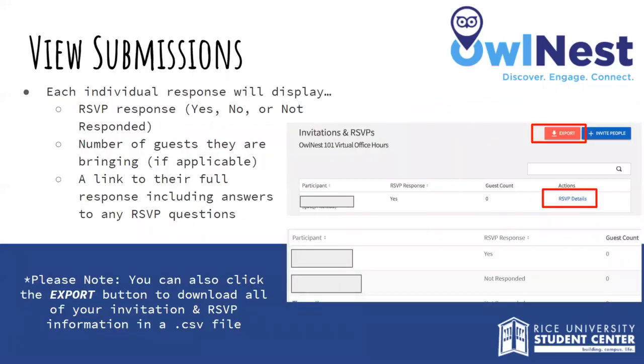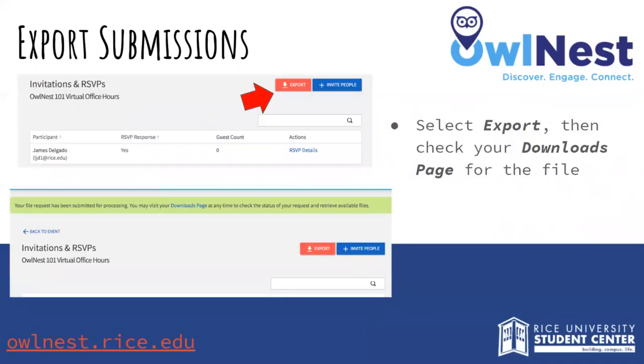To view submissions, go to the RSVP Details on the Invitations and RSVPs page. Each invitee or RSVP will show their RSVP response, the number of guests they said they would bring, and a link to their full RSVP, including any answered RSVP questions. You can also select Export to download all of your invitation and RSVP information in a CSV file.